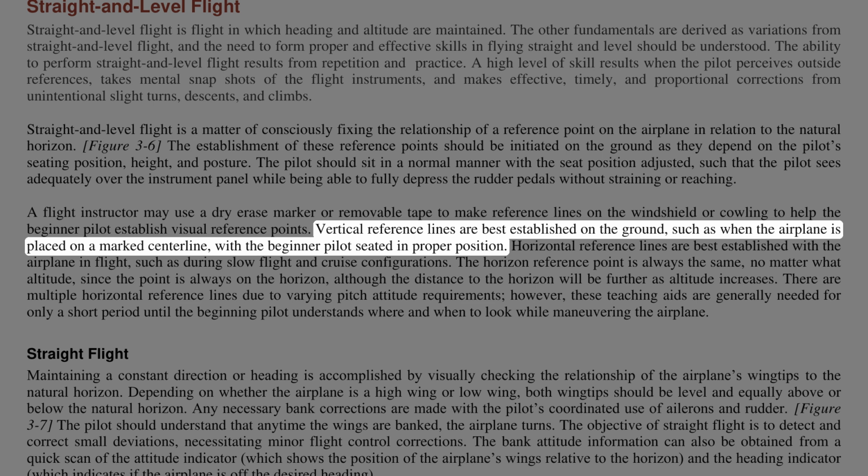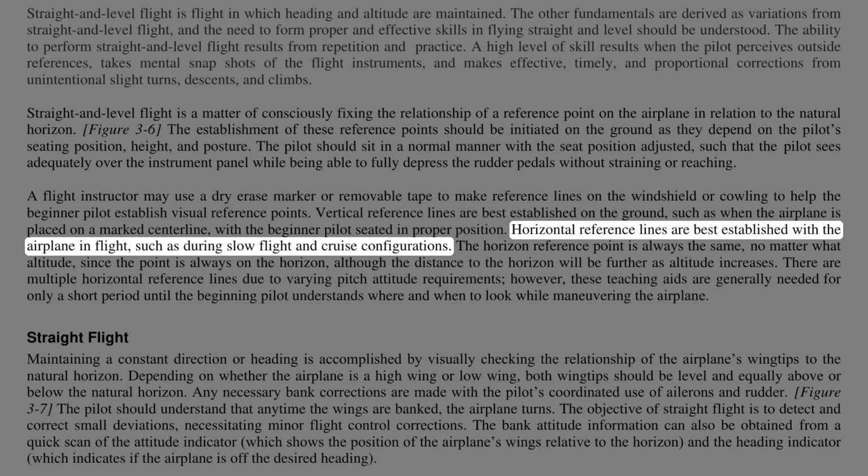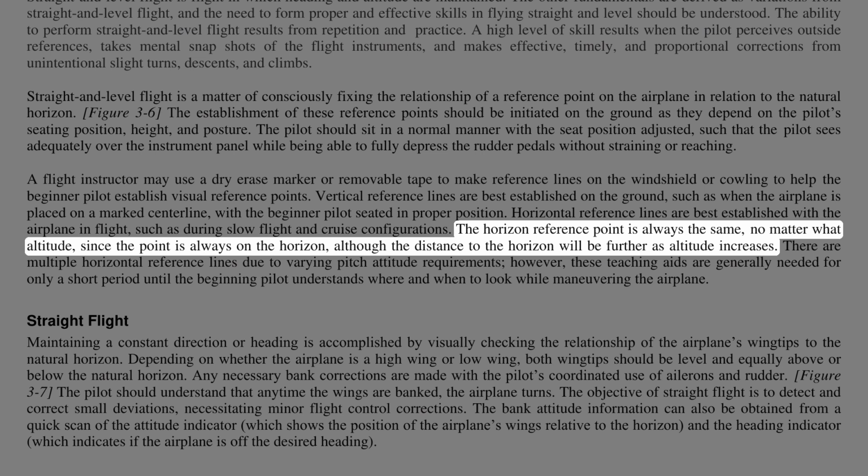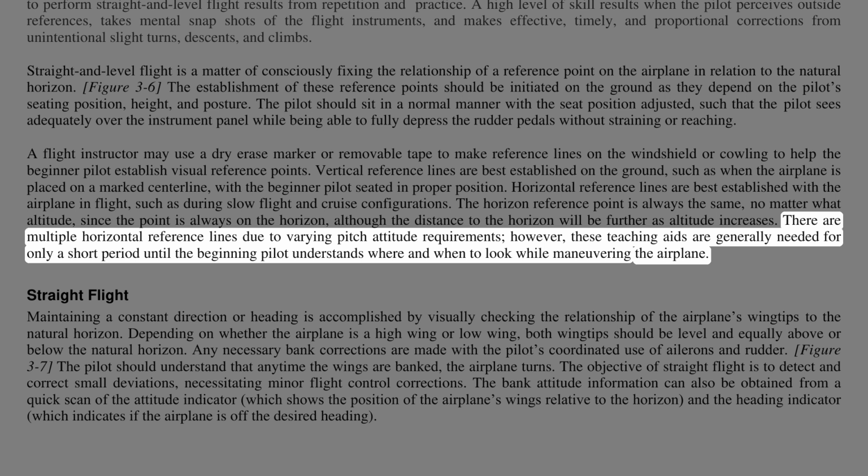Vertical reference lines are best established on the ground, such as when the airplane is placed on a marked centerline, with the beginner pilot seated in proper position. Horizontal reference lines are best established with the airplane in flight, such as during slow flight and cruise configurations. The horizon reference point is always the same, no matter what altitude, since the point is always on the horizon, although the distance to the horizon will be further as altitude increases. There are multiple horizontal reference lines due to varying pitch attitude requirements. However, these teaching aids are generally needed for only a short period until the beginning pilot understands where and when to look while maneuvering the airplane.